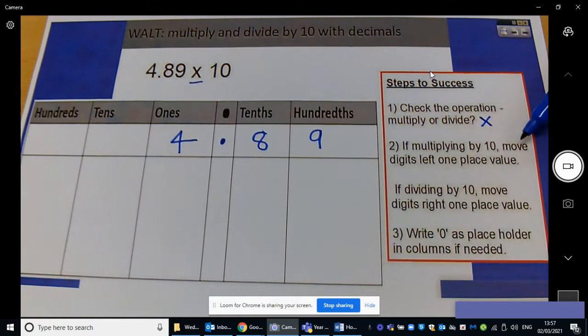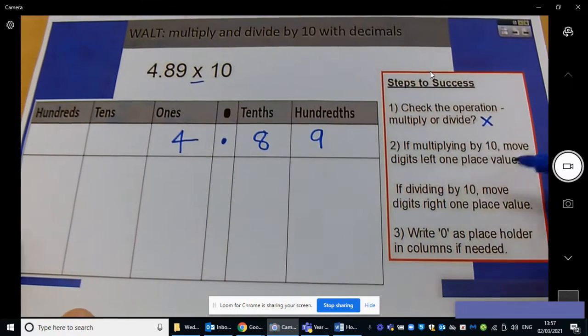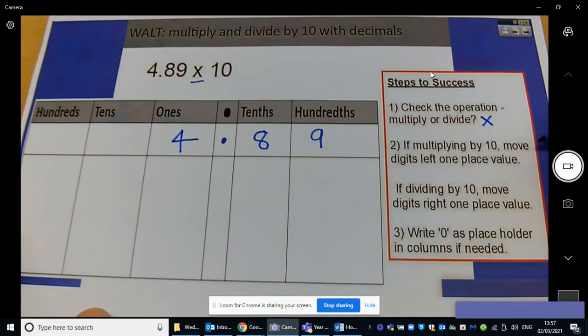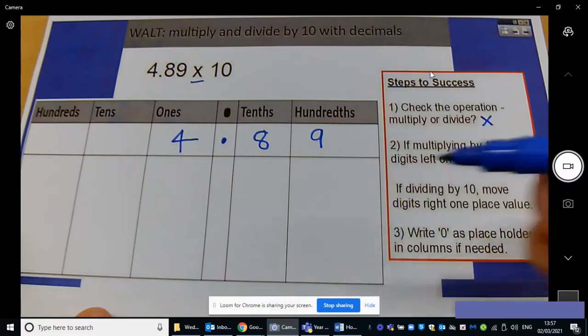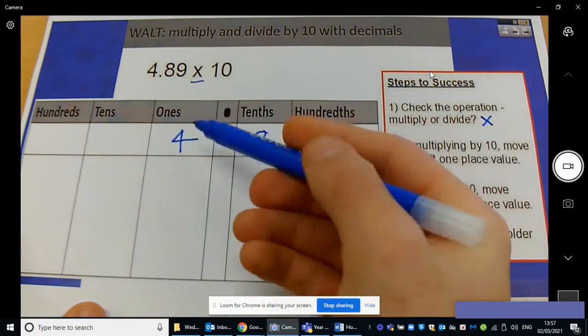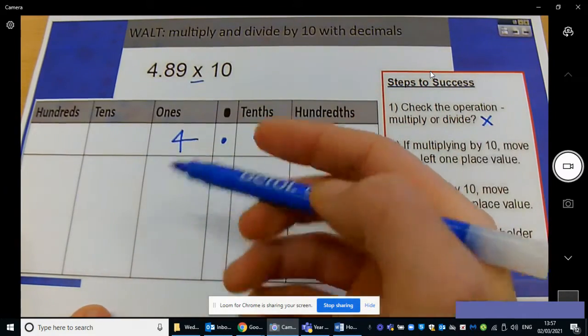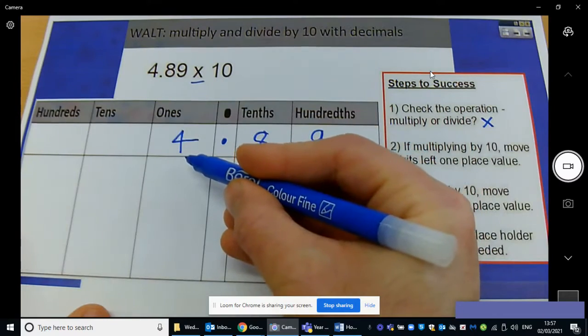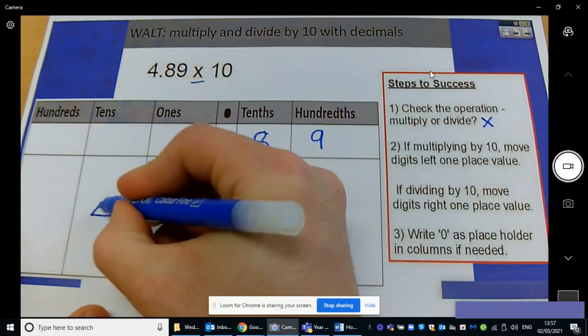Now, step 2, if multiplying by 10, move the digits left 1 place. Do we need this step? Are we multiplying by 10? Yes, we are. We are multiplying by 10, so we do need this step. So if multiplying by 10, move the digits left 1 place value. So if we need to move it left 1 place value, the 4 ones are going to become 4 tens.